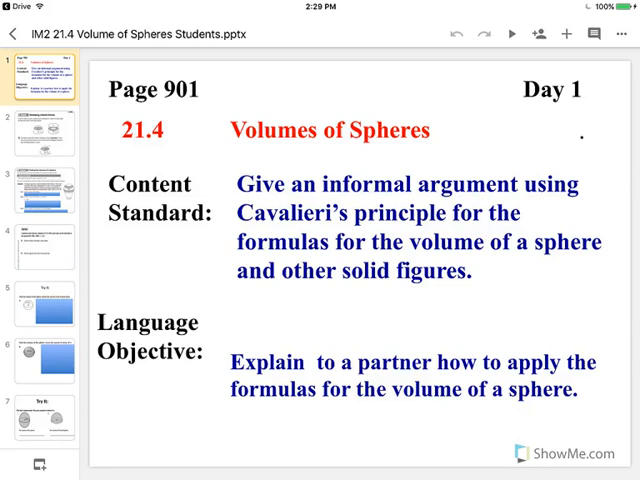21.4 Day 1, Volume of Spheres. Content Standard: Give an informal argument using Cavalieri's principle for the formula for the volume of a sphere and other solid figures. Language objective: Explain to a partner how to apply the formula for the volume of a sphere.